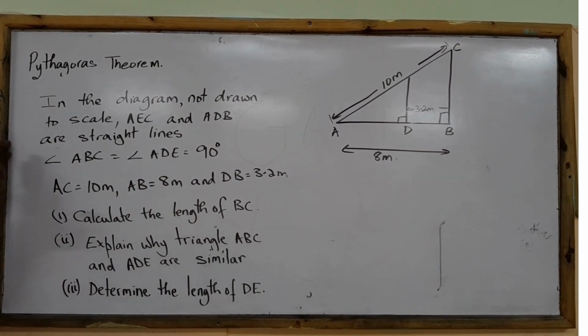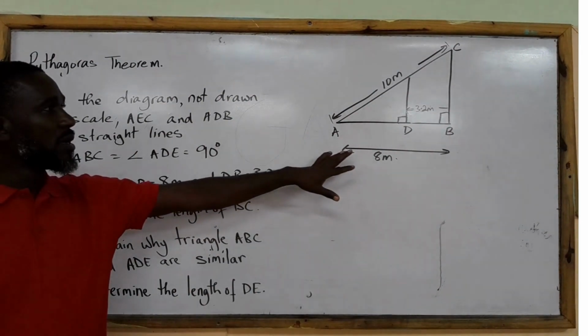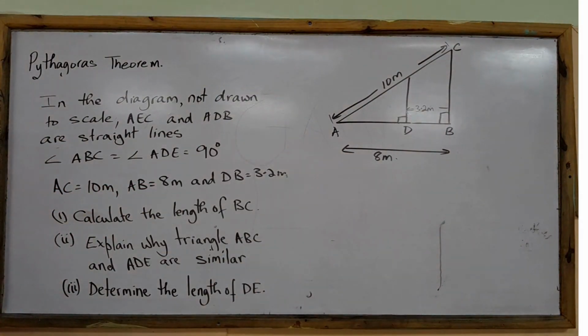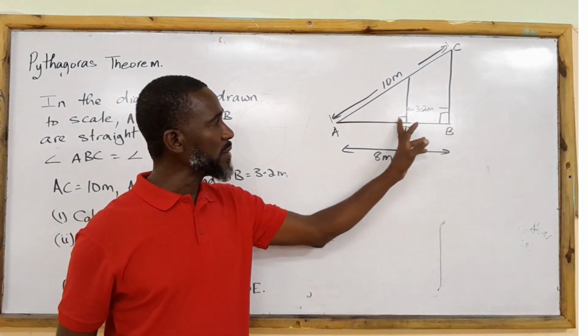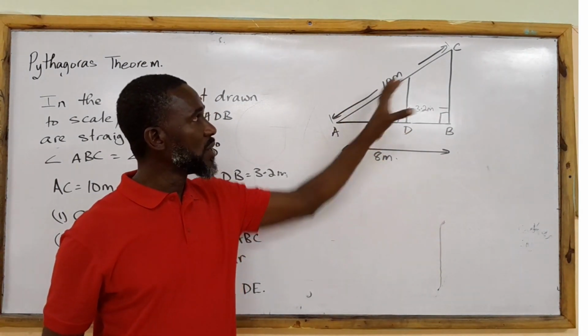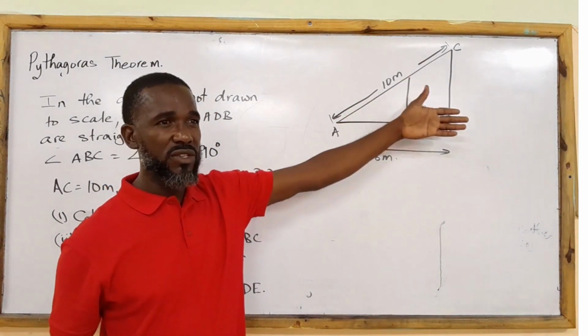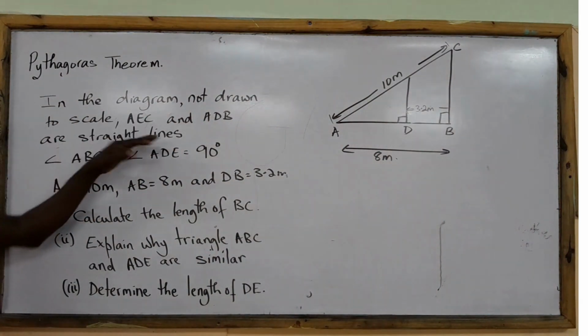So here we have another question that we're going to look at. If you look at it here now, we have a right angle triangle, right? We have two right angles here, and in fact, we have a triangle in another triangle. It says in the diagram not drawn to scale, AEC and ADB are straight lines.